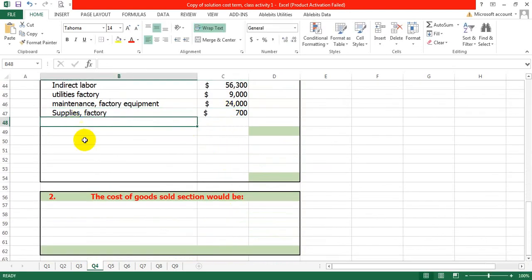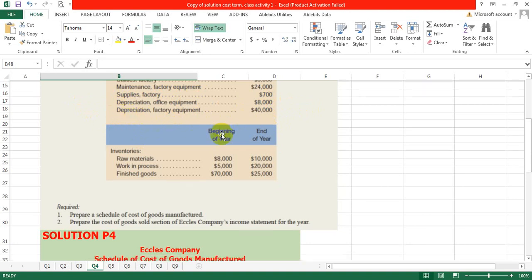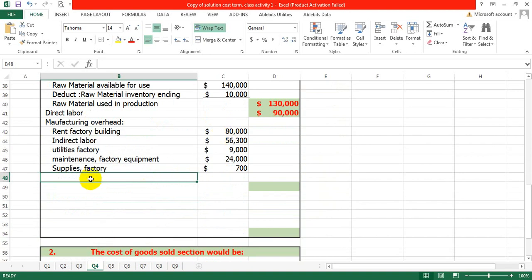Okay, next value is depreciation office equipment. Office equipment means admin office building. We are talking about admin office building, right? So we will exclude this depreciation, and we will take only factory equipment depreciation. Depreciation on factory equipment, that is 40,000.